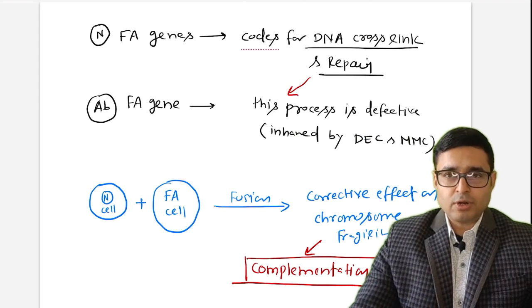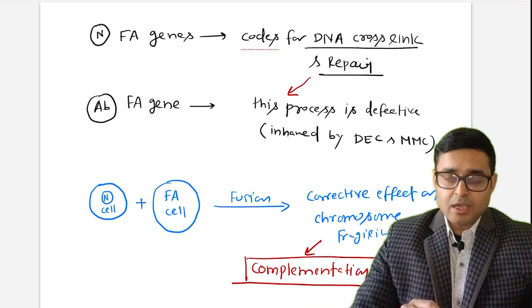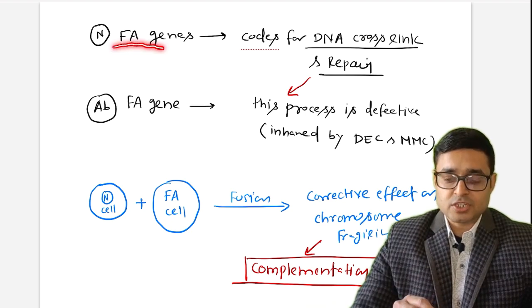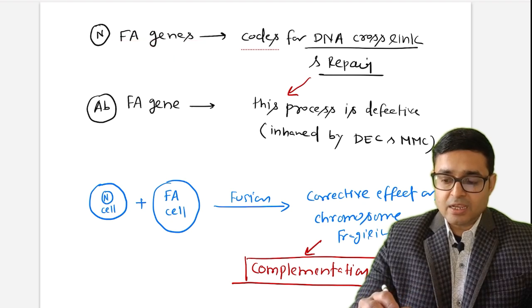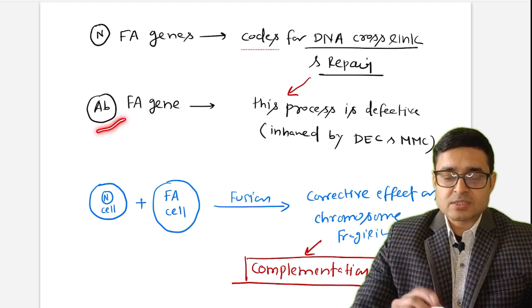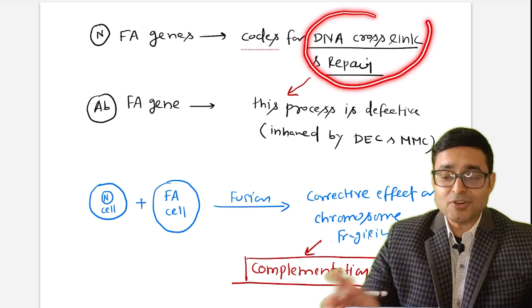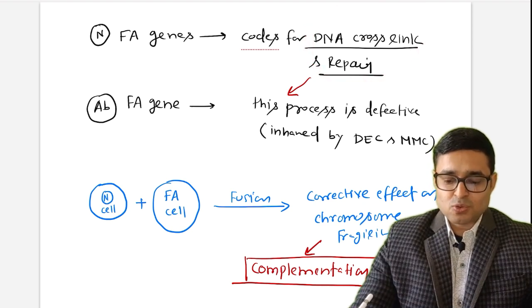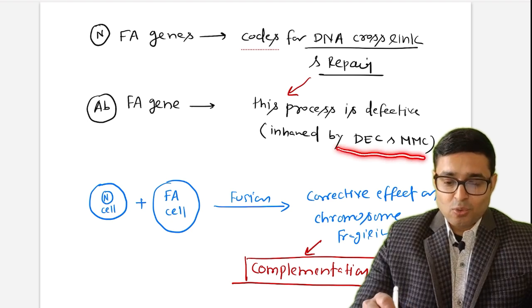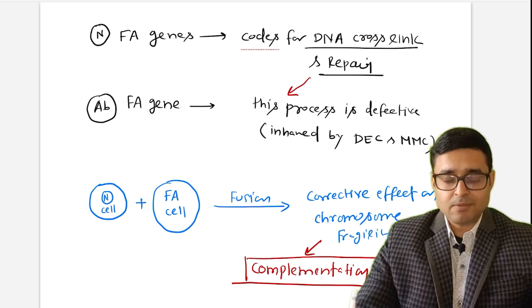Okay, so what happened? Let's understand the pathophysiology, which is very interesting. If the normal FA gene is there, it codes for DNA cross-link repair. Understood? If an abnormal FA gene is present, this process, which process? DNA cross-link repair is defective. So, this can be enhanced by DEB and MMC drugs. Okay, so if this is defective, then manifestations of Fanconi anemia will develop. What are the manifestations? We will discuss later.